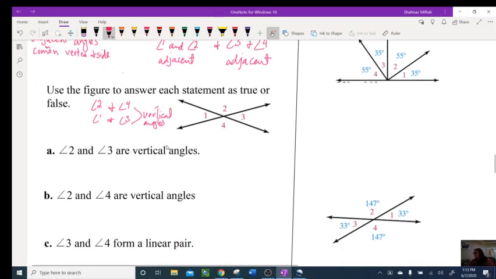Let's answer these few questions. Use the figure to answer each statement as true or false. Angle 2 and 3 are vertical angles. No, they are not vertical angles, because the angles do not form opposite rays. When you have a point of intersection and opposite sides in these directions, those are vertical angles. So that's false.